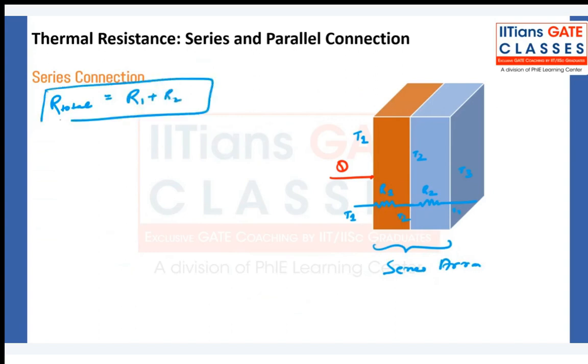Now R1 could be for a rectangular slab, it could be a cylinder, it could be a sphere. Based on that, we can take the value of R1 and R2. Okay? So if it is a series connection, you can calculate R total like this. That we are already doing for some time, that we have already seen. Okay, is it clear?